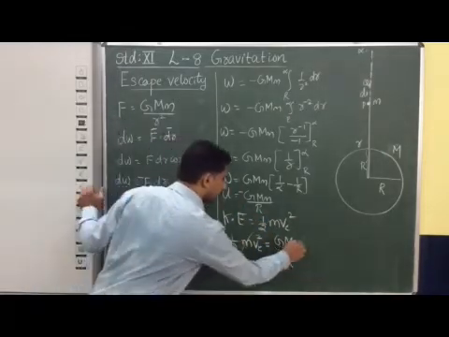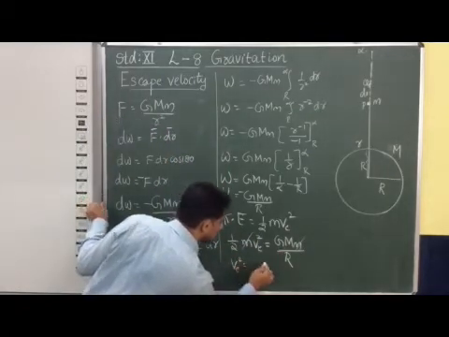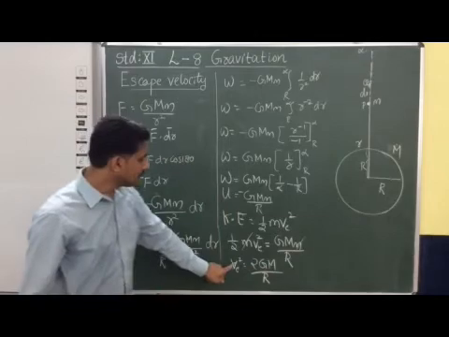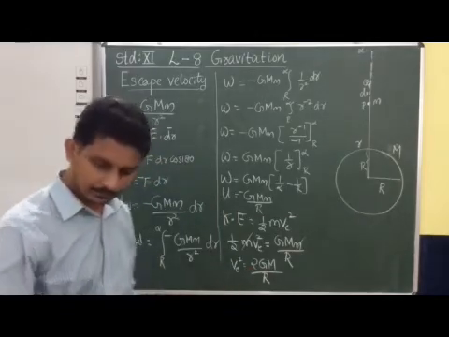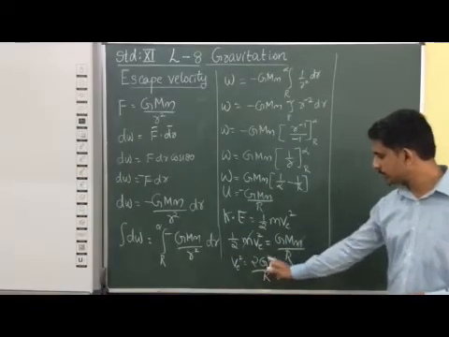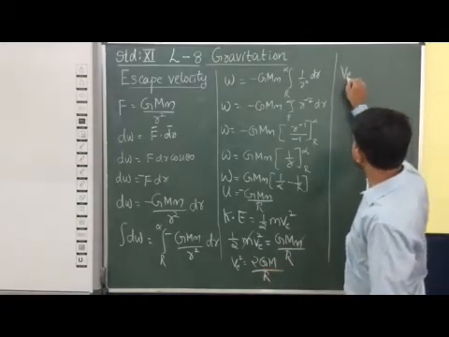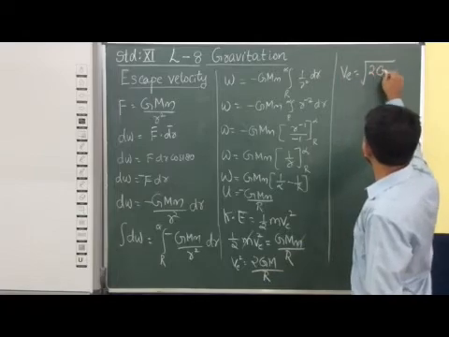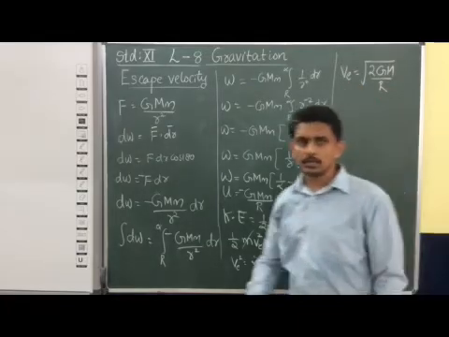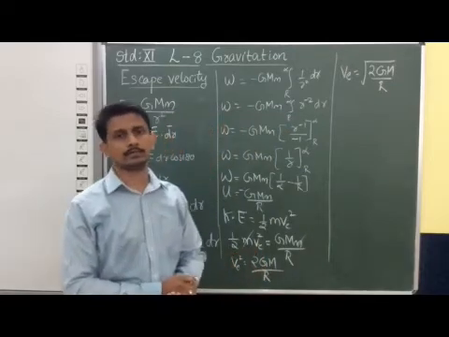Now m can be eliminated from both sides, and our equation becomes v square is equal to 2GM divided by R. So from this equation we can find the value of escape velocity, that is under root of 2GM divided by R. This is the equation for escape velocity v. So v is equal to under root of 2GM divided by R.